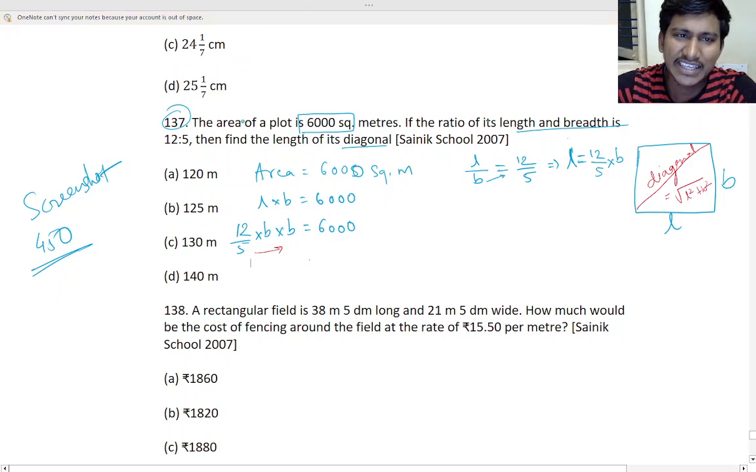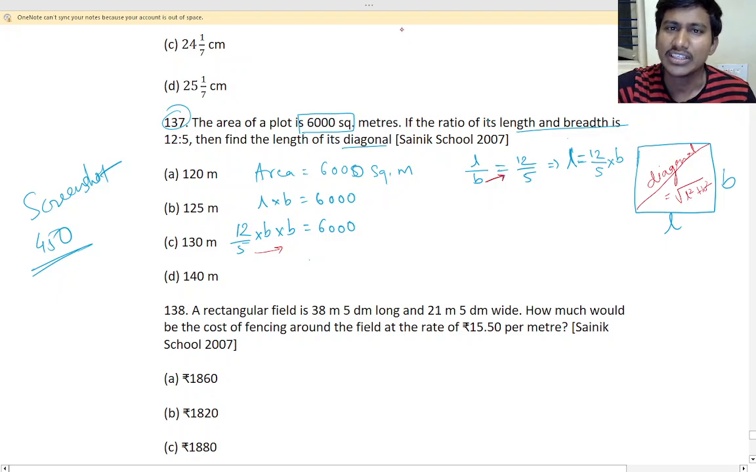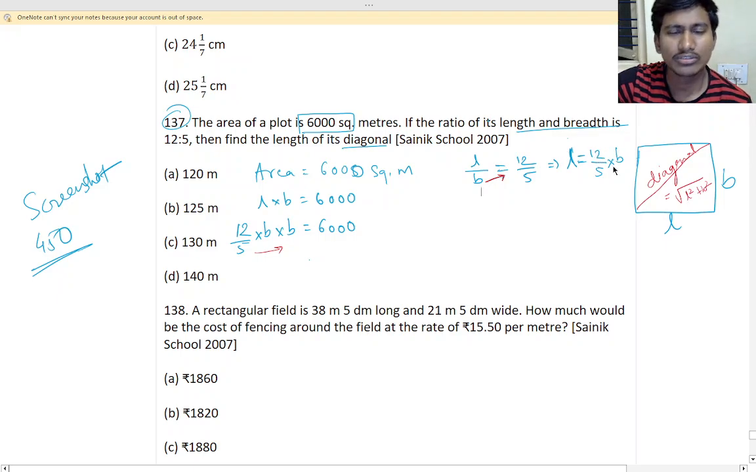See here, the area of the plot is 6000 square meters, and the ratio they have given. Ratio means length divided by breadth is how much? 12 by 5. If you take that B to the other side, it will multiply. Division will become multiplication. Then length will be 12 by 5 into breadth.